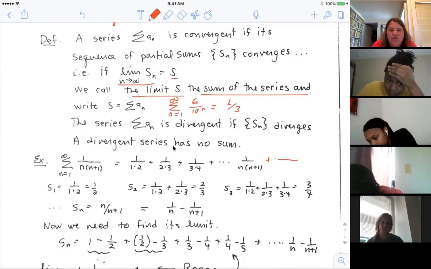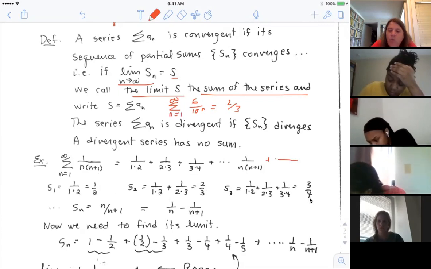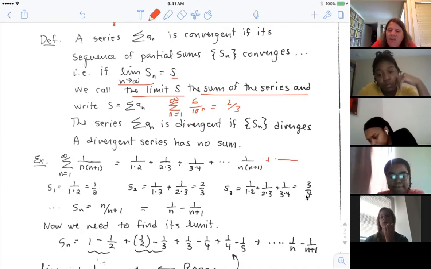If I take the first 3 and I add all those fractions, I get 3/4. Look at the pattern there, guys. You got 1/2 for the first one, 2/3 for the next one, 3/4. What do you think the next one's going to be? 4/5, and then maybe 5/6?